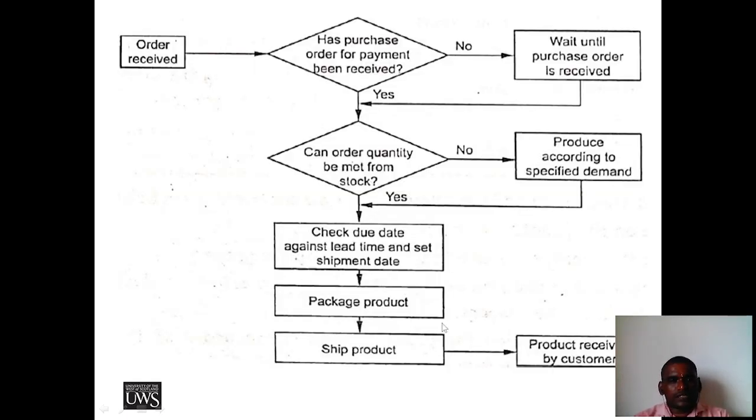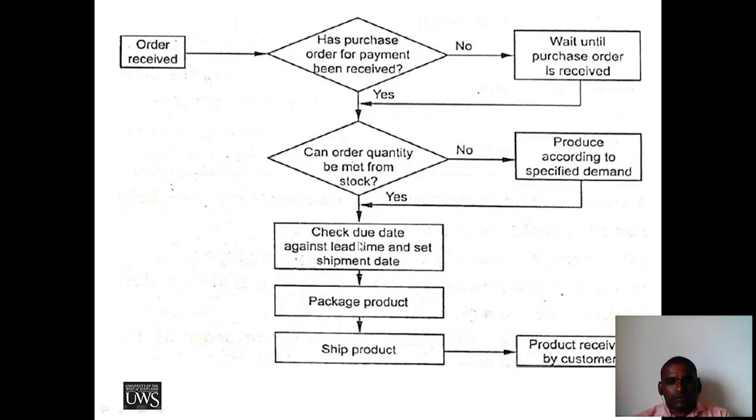So this is an example flowchart of the product. Here, first, the order is received from the customer, and then the purchase order for payment is received. We check the conditions: order received, and payment received or not. If it is not received, no means wait until the purchase order is received. Otherwise yes means do the next process, take the decision for the next process. Can the order quantity be met from stock? Is the stock available or not? If the stock is available, it does the next process. If it's not available, you have to wait. So produce according to the specified demand. Based on the demand, you have to produce.